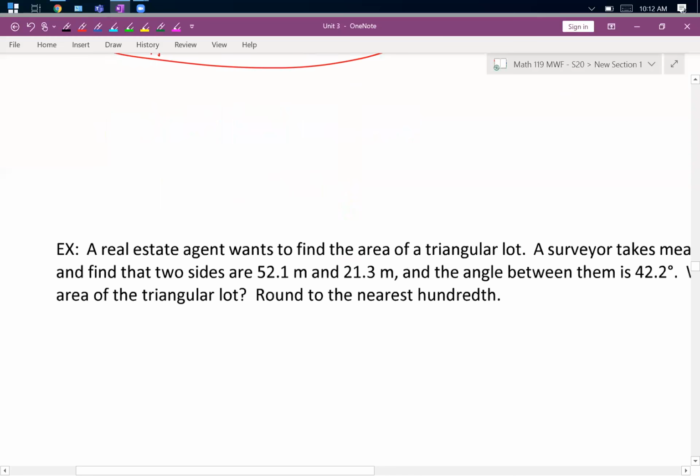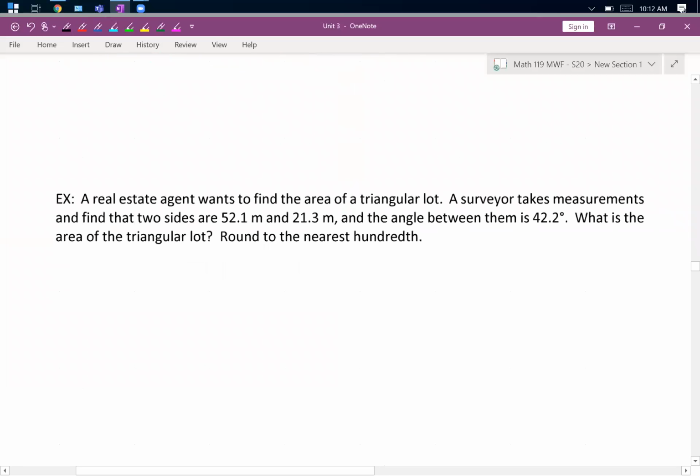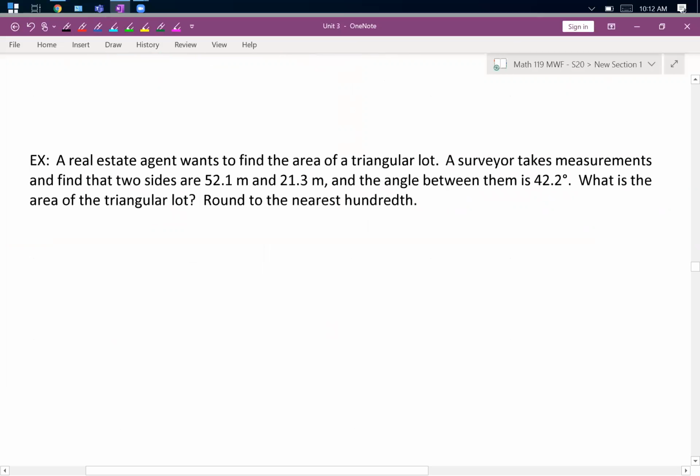All right, let's see it in an application. A real estate agent wants to find the area of a triangular lot. A surveyor takes measurements and finds that 2 sides are 52.1 meters and 21.3 meters, and the angle between them is 42.2 degrees. What is the area of the triangular lot? We want to round to the nearest hundredth. I would definitely draw a picture for this just so I could see the 2 sides and the angle across.